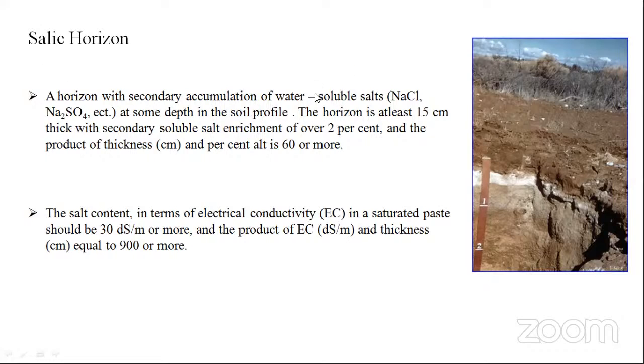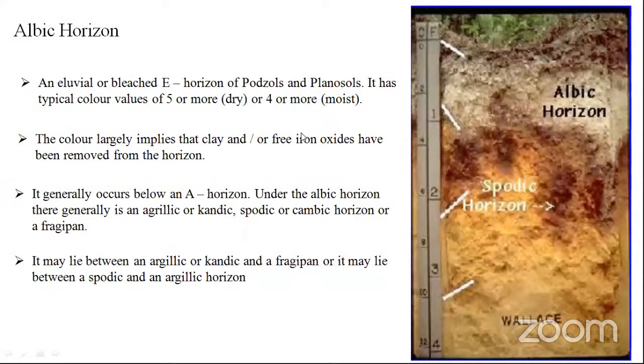Okay, students, coming to the next, called the albic horizon. This is the albic horizon. It is formed because of bleaching of the E horizon of podzols and planosols. The typical color value, these are the measurable properties, is 5 or more. And the color largely implies the clay and free iron oxides have been removed from the horizon.